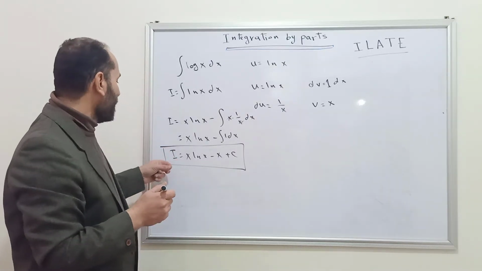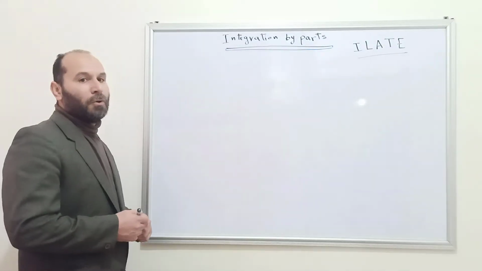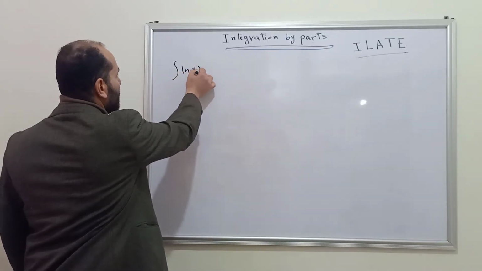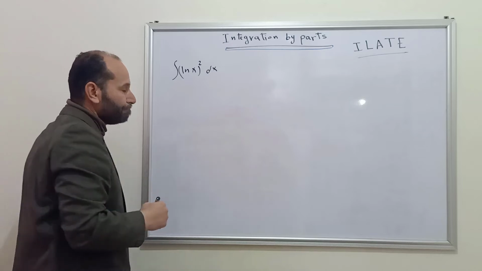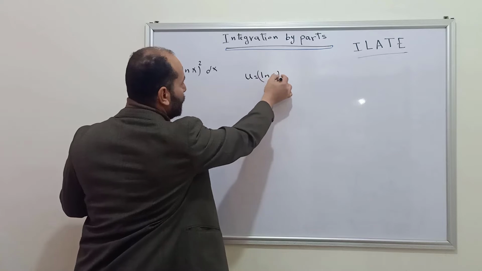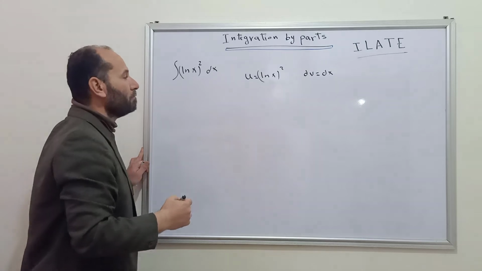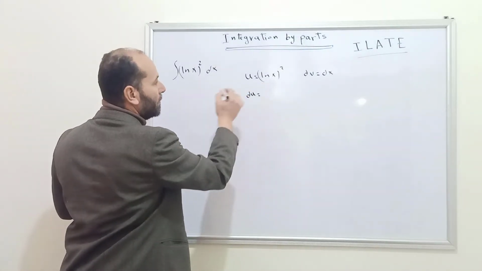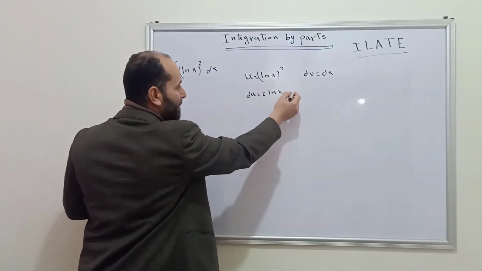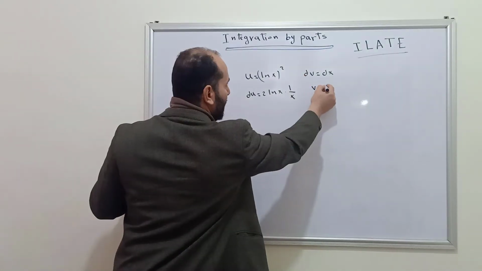This is the value of integration. Now we take another example: integration of (ln x) all power 2 dx. We take u equal (ln x) all power 2 and dv equals dx. du here equals 2 ln x times the derivative of ln x, 1 over x. Here v equals x.